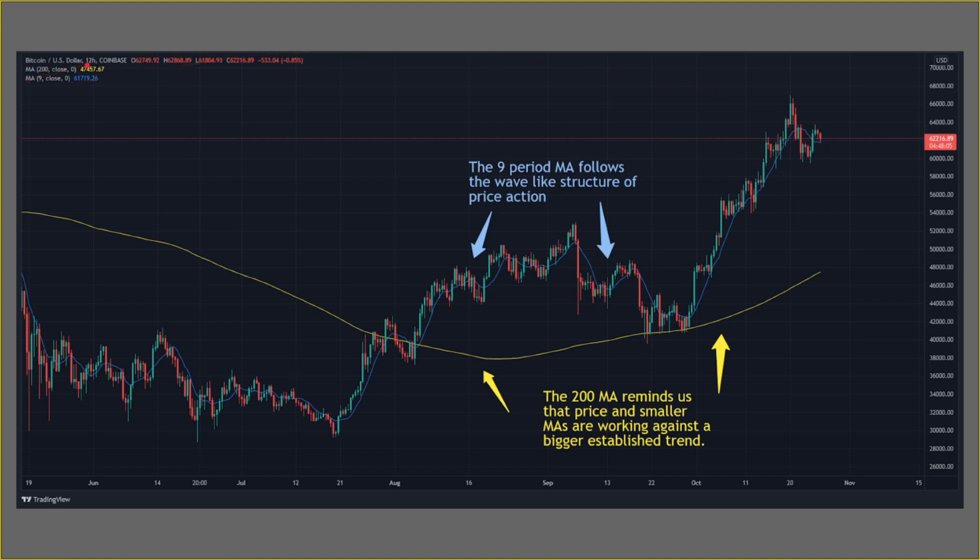This is Bitcoin to US dollar. This is the 12-hour chart. So each one of these candles represents 12 hours of price action.